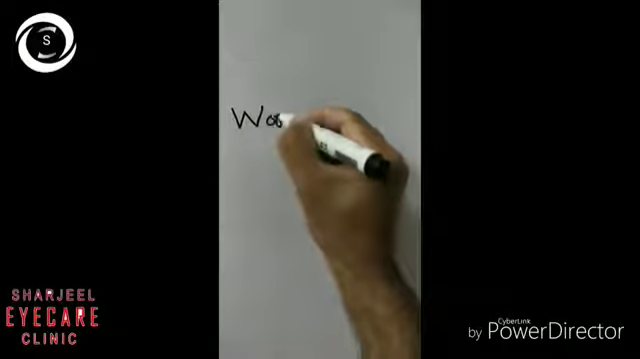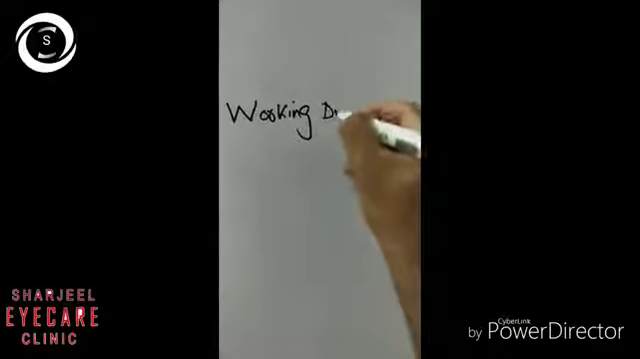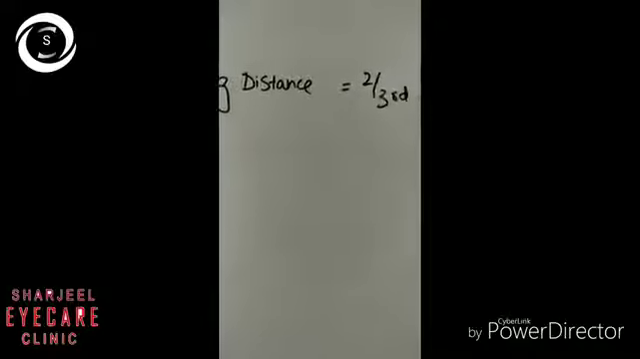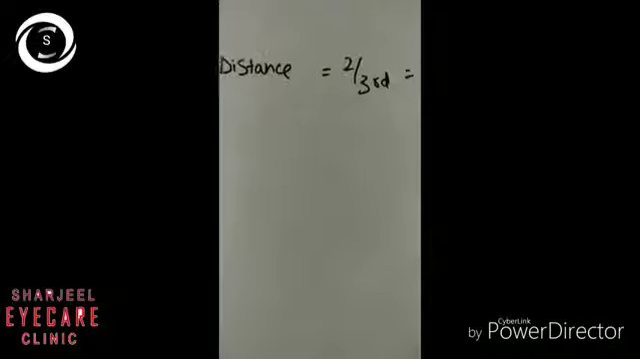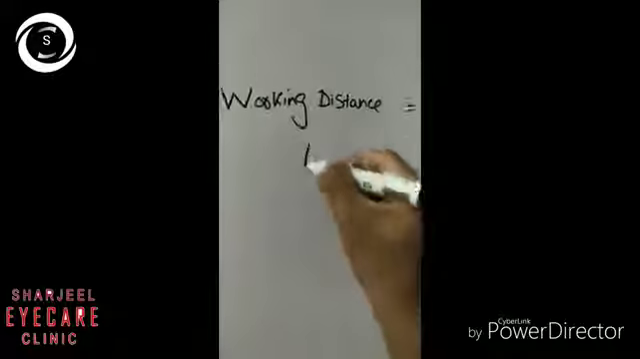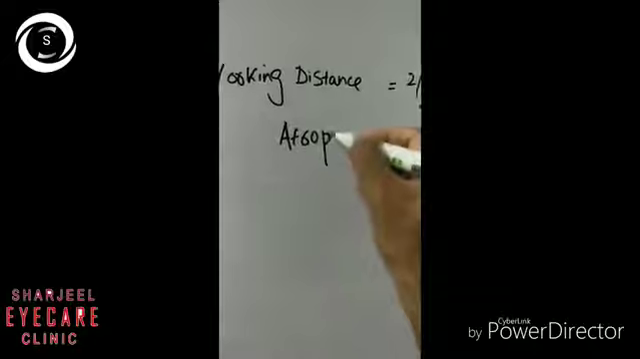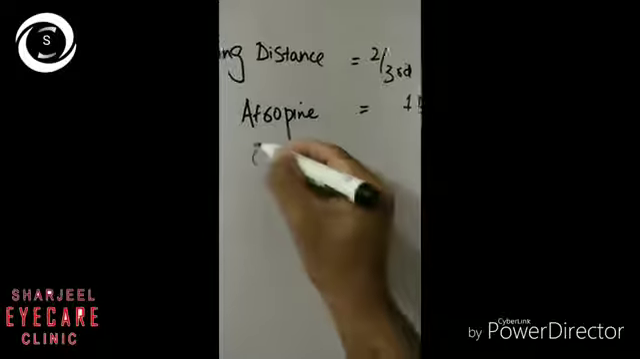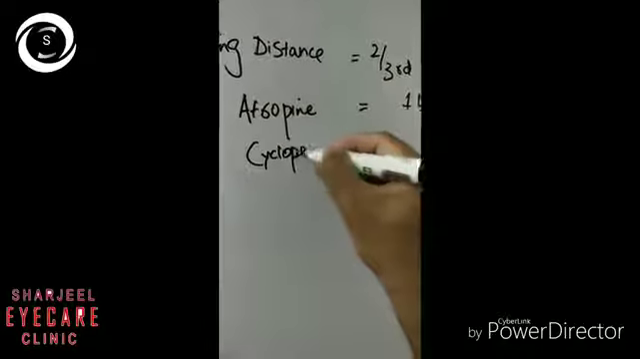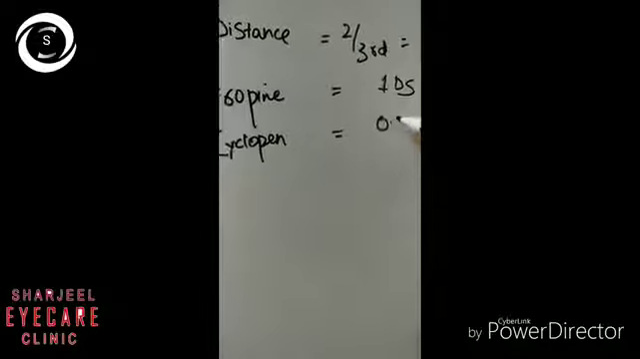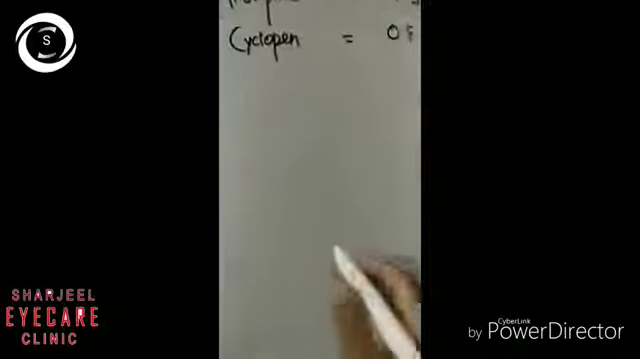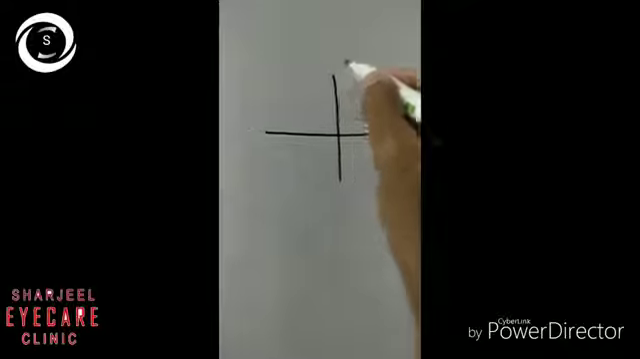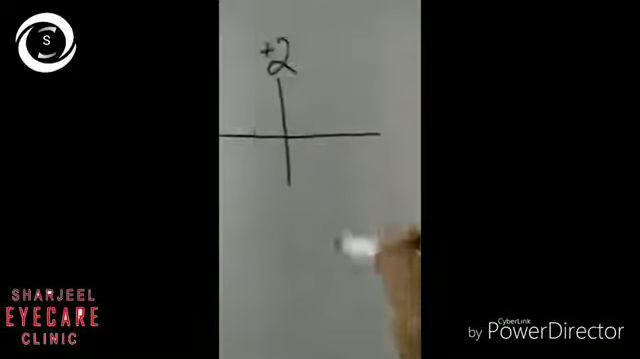So now here we are writing the first example. But before that, you should know about the working distance. As in the second video, I have told you how to measure your working distance. So my working distance is 2/3 of a meter, 1.5 diopter. If you have used atropine as a cycloplegic agent, then you have to subtract 1 diopter. And if you have used cyclopentolate as a cycloplegic agent, then 0.5 diopter sphere. So these are the strengths you should know: 1.5, 1 and 0.5. Now the first example.